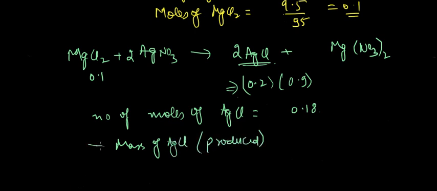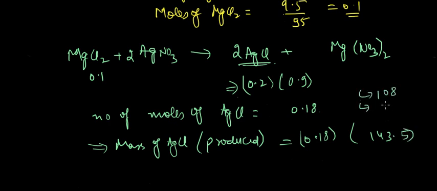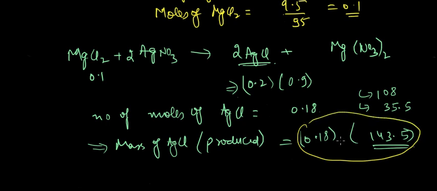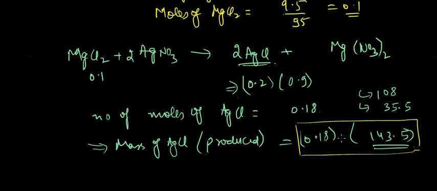Okay, so what would be the mass of AgCl produced? This is asked in the question. This would be 0.18 into the molar mass of AgCl, which is 143.5. The molar mass of Ag is 108 and the molar mass of Cl is 35.5. So add this, you will get 143.5. So the answer would be this. You can calculate this value, 0.18 into 143.5. This would be the answer.